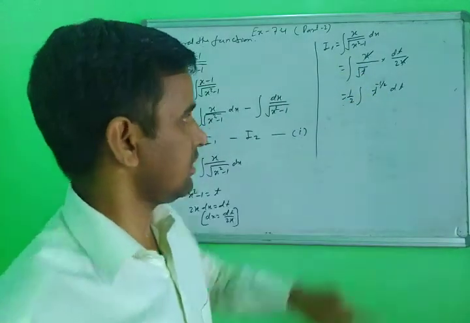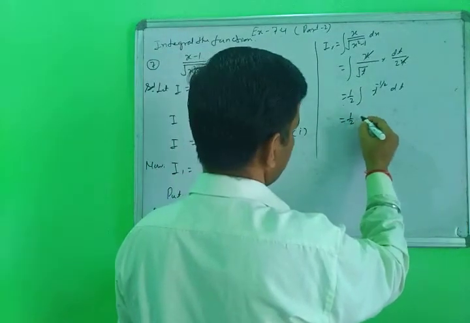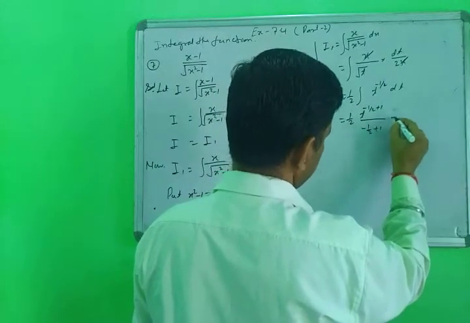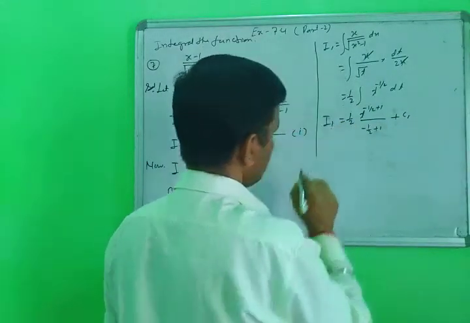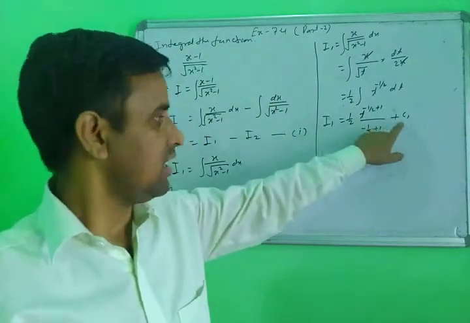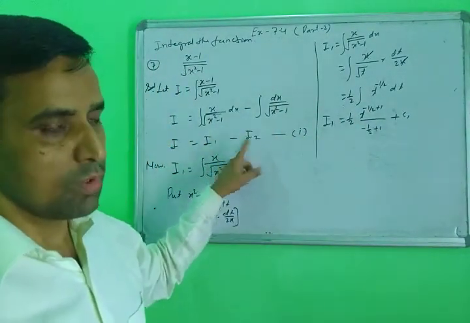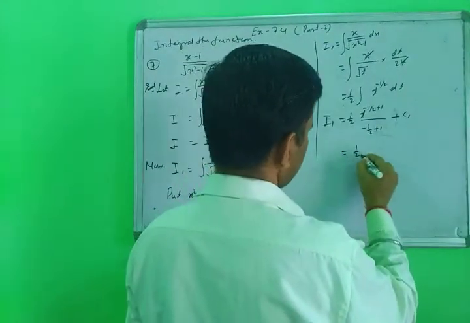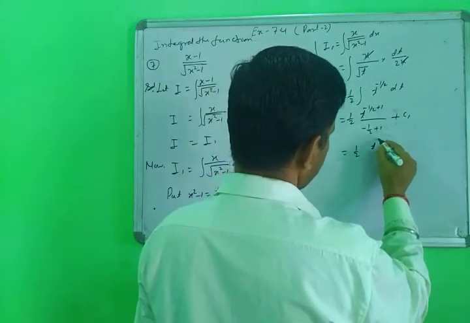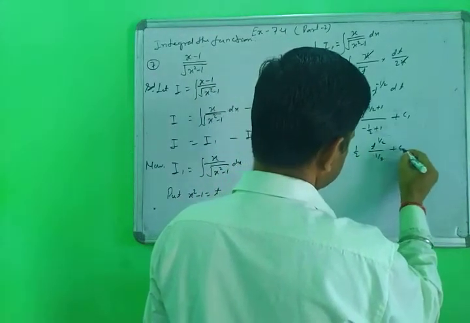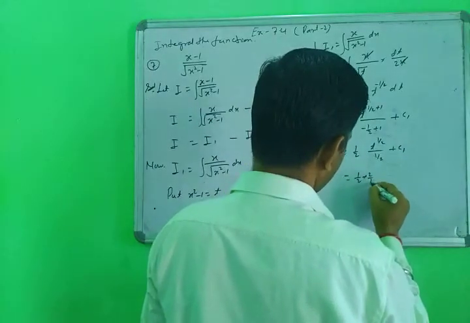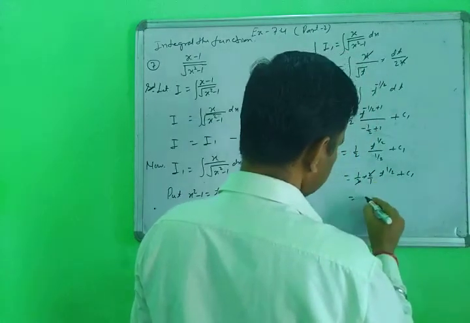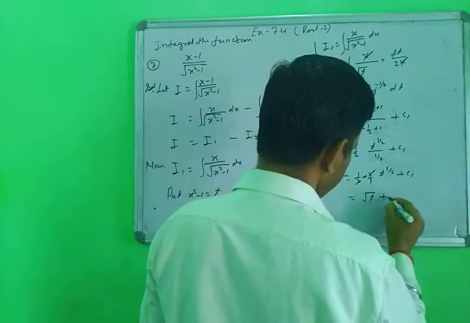Then you integrate. The result is 1 by 2 times t to the power minus 1 by 2 plus 1, divided by minus 1 by 2 plus 1, plus c1. Because this is the value of the first integration, the constant will be c1; here constant c1, there constant c2, and then both constants combine to c. So 1 by 2 into 2 upon 1, and writing 1 by 2 plus c1, it cancels, and only root t plus c1 is left.